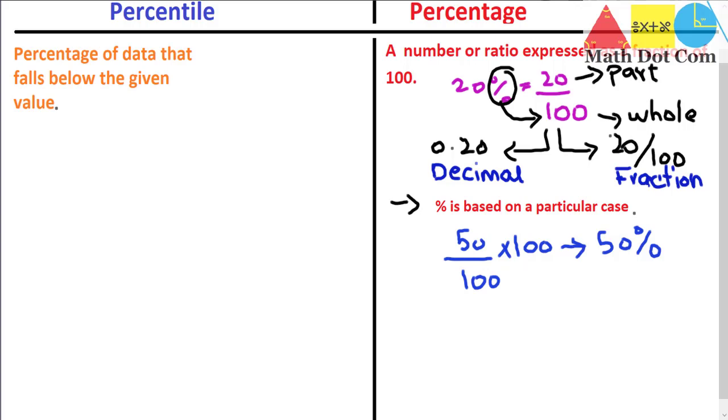A percentile is defined as a percentage of data that falls below the given value. So whenever you are asked to find the percentile, you will be given some value, a reference value, below which you have to calculate the percentage. Now what does it mean? Let's have an example, then you will be more clear.